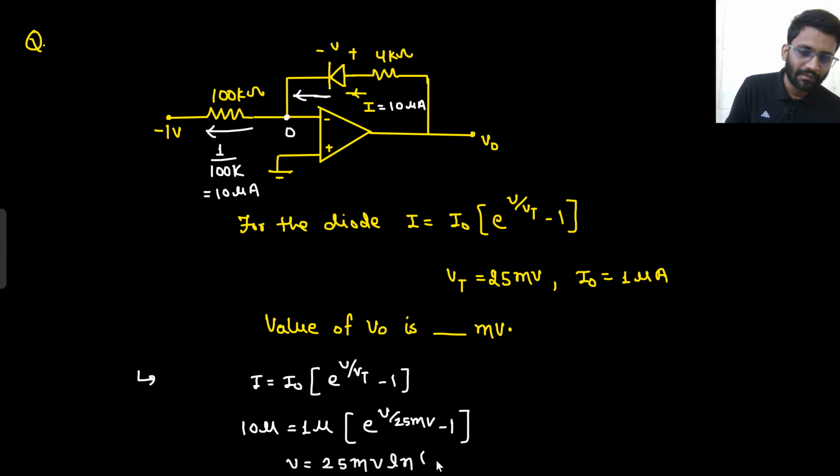ln 11. This is my V value. From here I will get the value of V. I need to bring the calculator. Just a second. By the calculation, the V value I am getting is 0.06 volt. So this is the value of V I am getting.